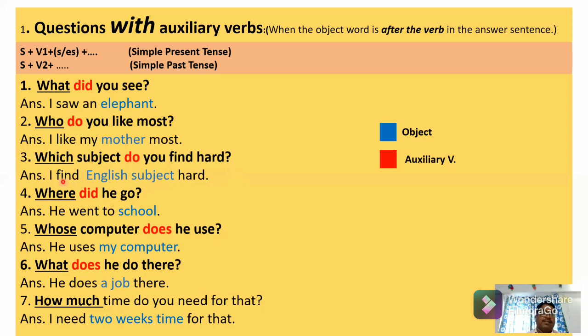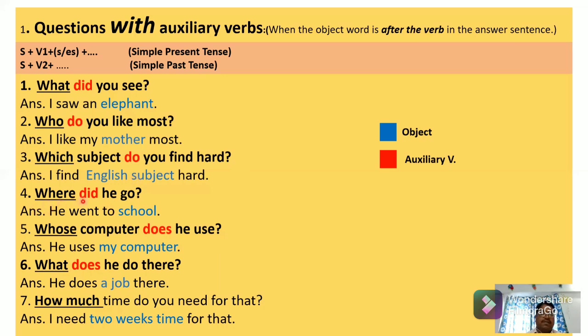Find is the main verb. I is the subject and find is the main verb. Yes. Hence we need an auxiliary verb to make the question. Correct? When the answer of the question comes after the main verb, that time we need an auxiliary verb to form the question, to make the question, right?